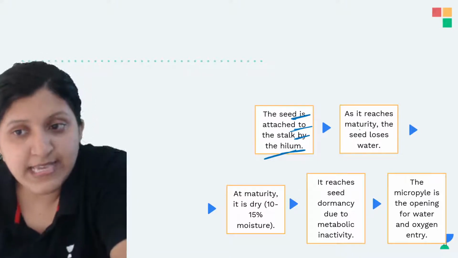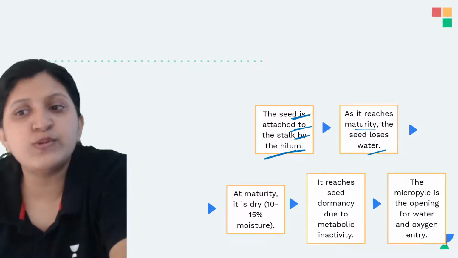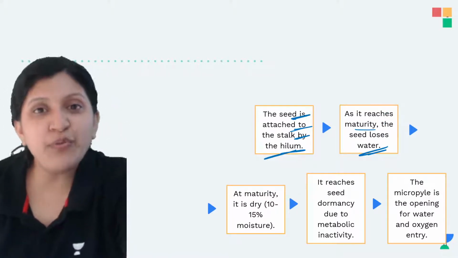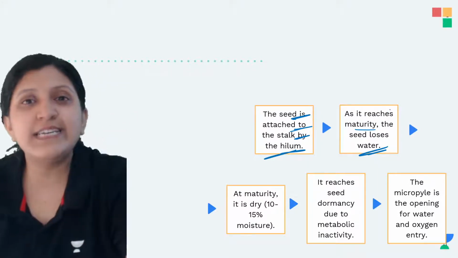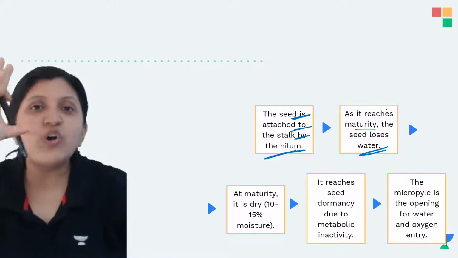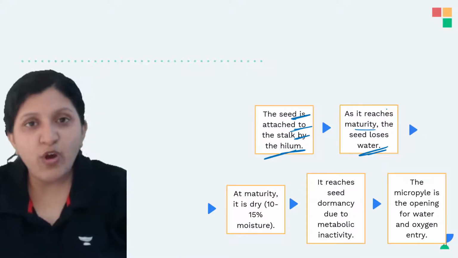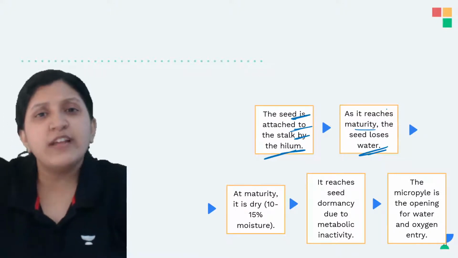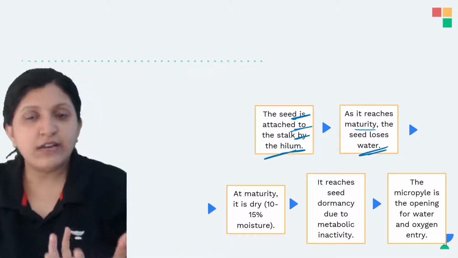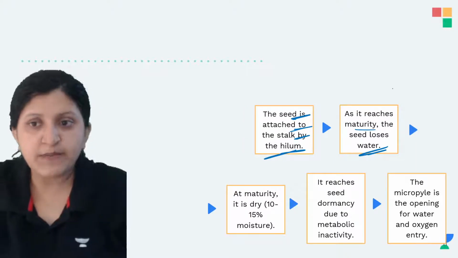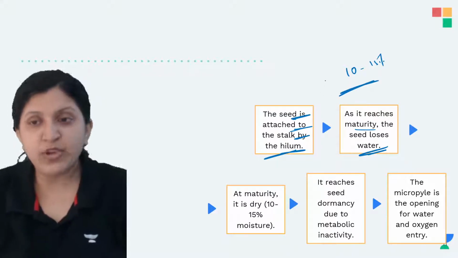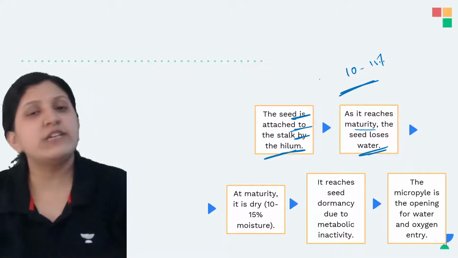Now as the seed reaches maturity, it is going to lose water. What happens if the water is not lost? Basically it will get degraded. Just imagine eating raw corn, it will be soft. But if you keep it open for a longer time, you can find bacterial and mainly fungal growth. If it has lost the water content as it has reached maturity, maybe about 10 to 15% moisture can be there, but the rest of the water is all gone.